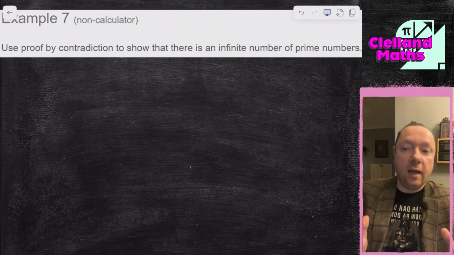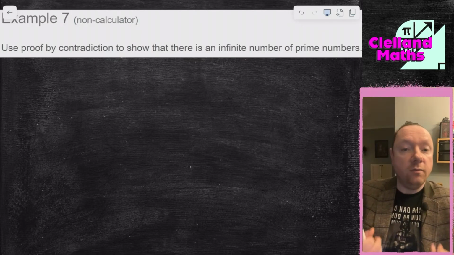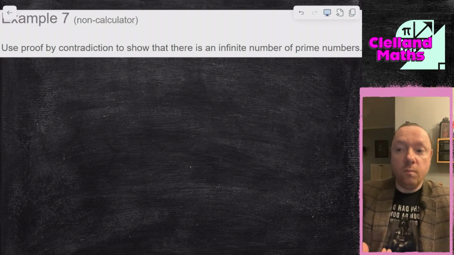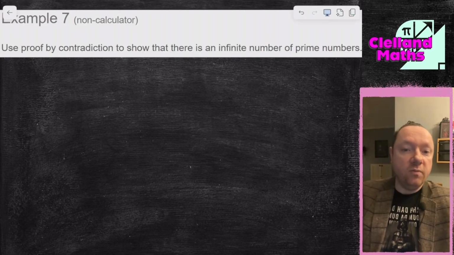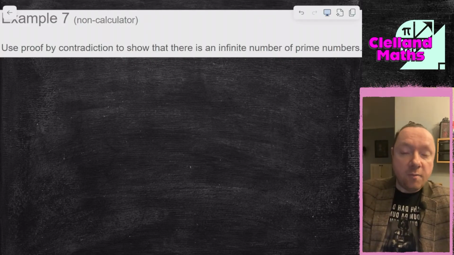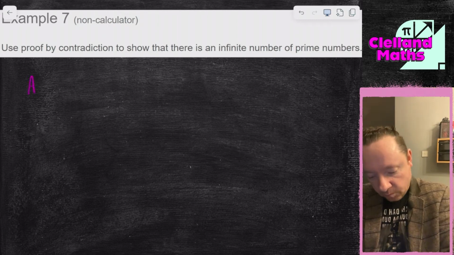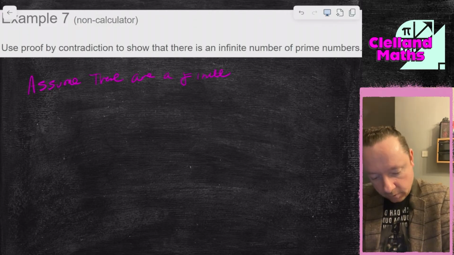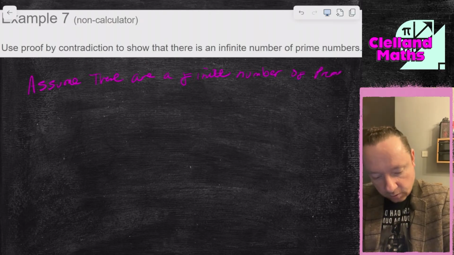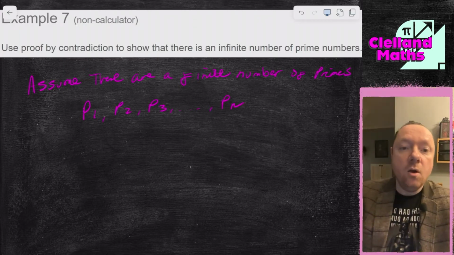So what we're going to do is try and assume a negation of what we're trying to prove and follow the steps to get a logical impossibility. So let's assume that there are a finite number of primes, up to n, say. So assume the negation. Assume there are a finite number of primes. So let's just give them a name: P1, P2, P3, all the way up to some one that we're going to stop at, which would be Pn.